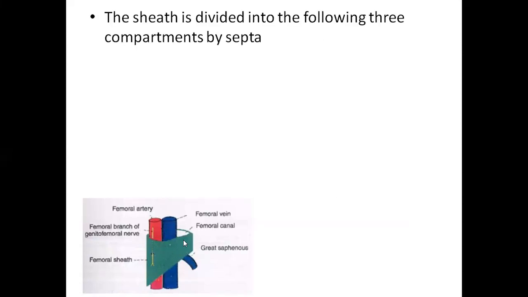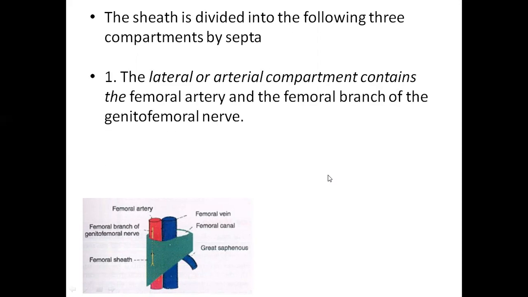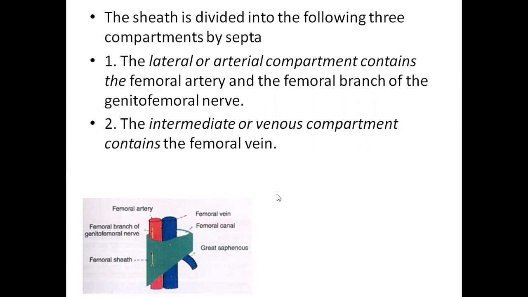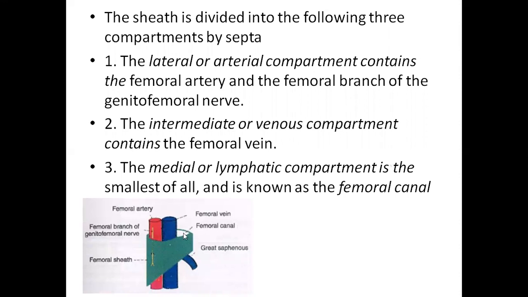The sheath is divided into the following 3 compartments by septa. So there is a septa connecting the anterior to the posterior aspect of the femoral sheath. Lateral compartment or arterial compartment, which contains femoral artery and a nerve, the femoral branch of genitofemoral nerve, which is seen just anterior to the femoral artery. Intermediate compartment or venous compartment, which contains femoral vein, and the most medial compartment, which is also called lymphatic compartment, which is almost empty, but it has some small lymph nodes in this area.